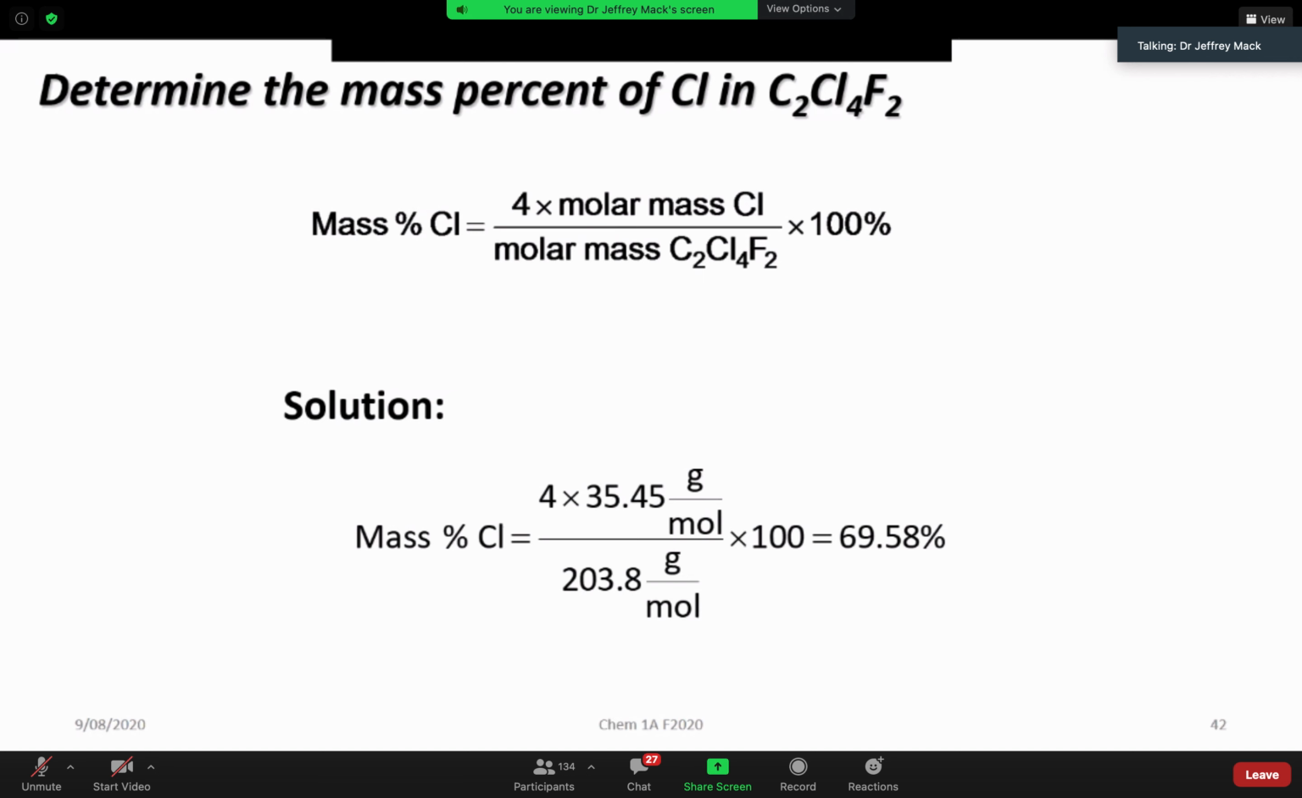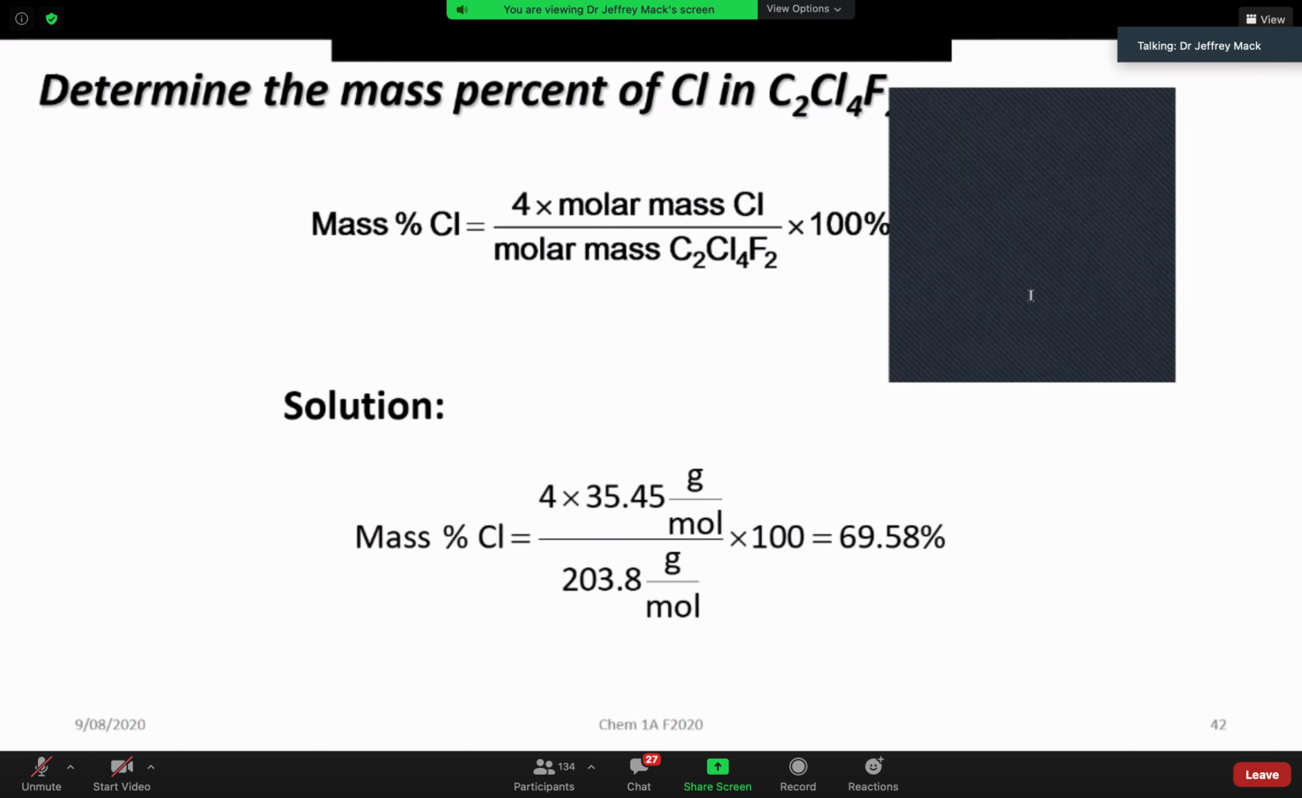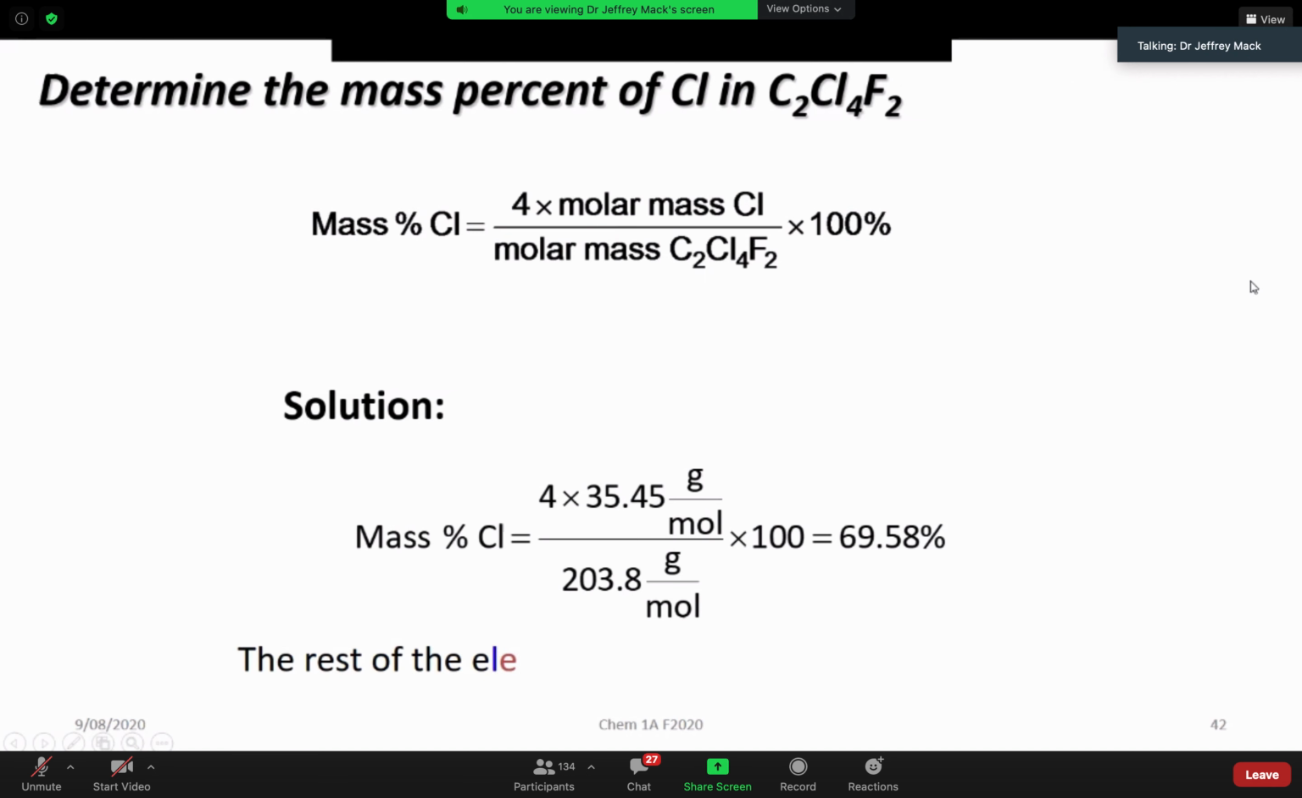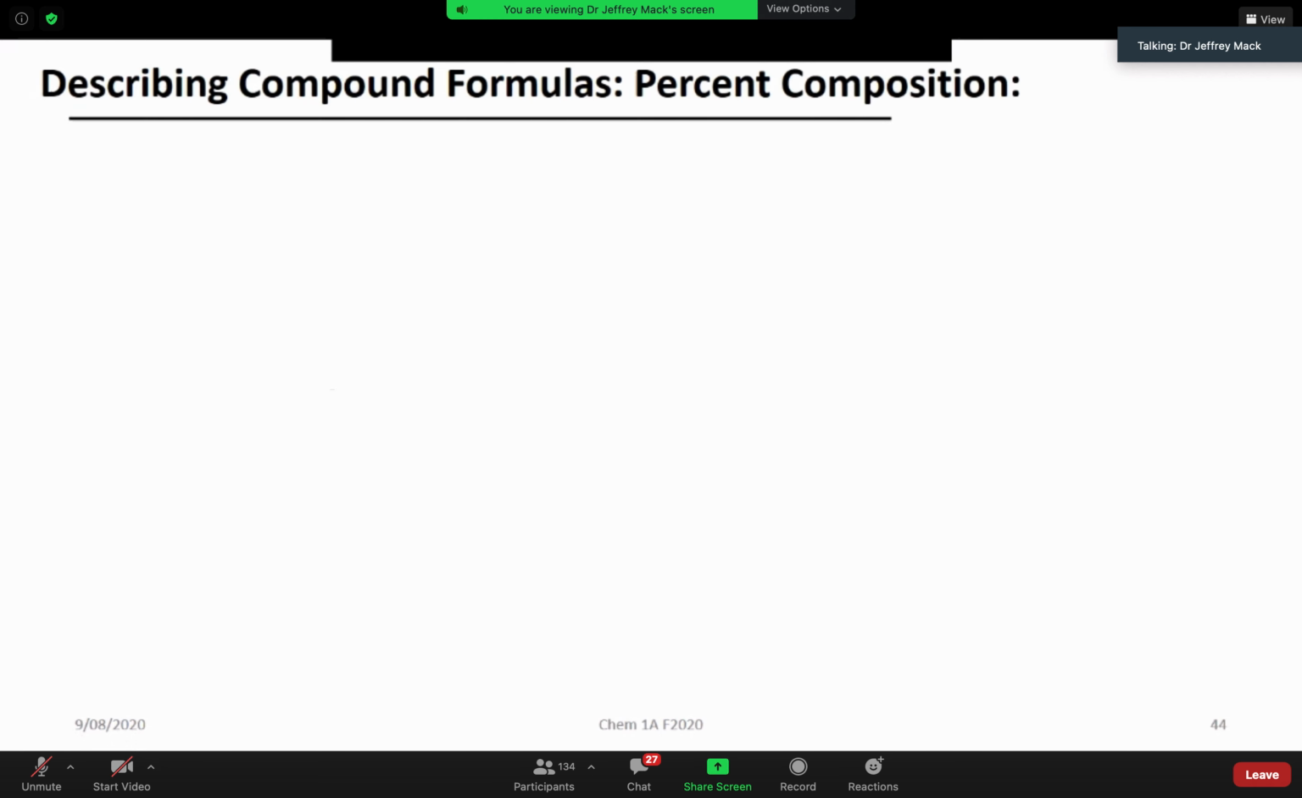Okay, good. I got questions in the chat. See questions in the chat. Other compounds. No. Okay, good. All righty. So the rest of the elements' percentages can be found out in a similar fashion.